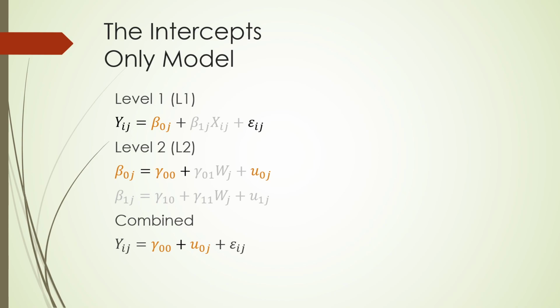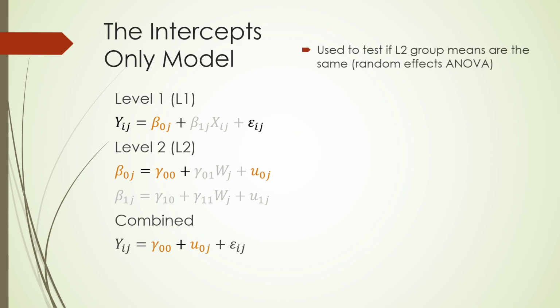That is the number that is kind of the average for everybody. The U sub 0j, which is the random company effect, each company having a different base pay, and epsilon sub ij. This model is very useful for testing if level 2 is really contributing anything at all in the first place. Ultimately, what we end up testing is the variance or the movement of U sub 0j.